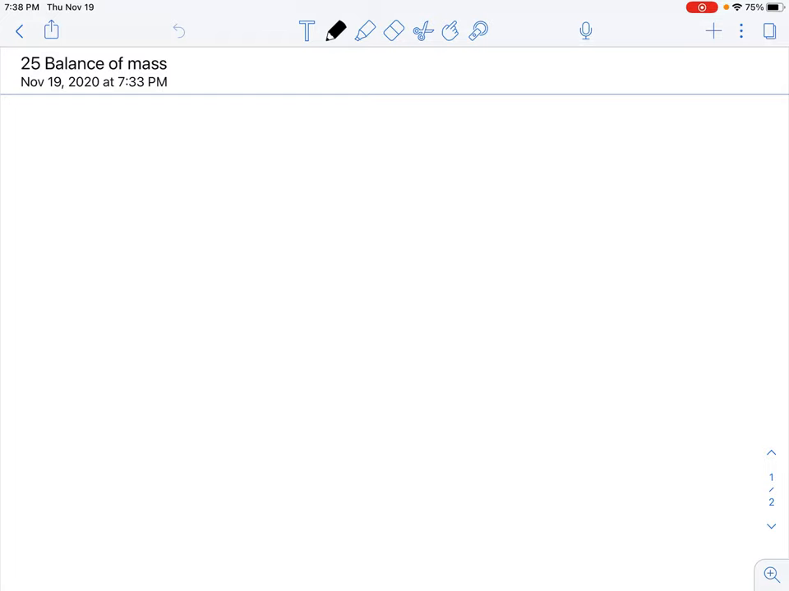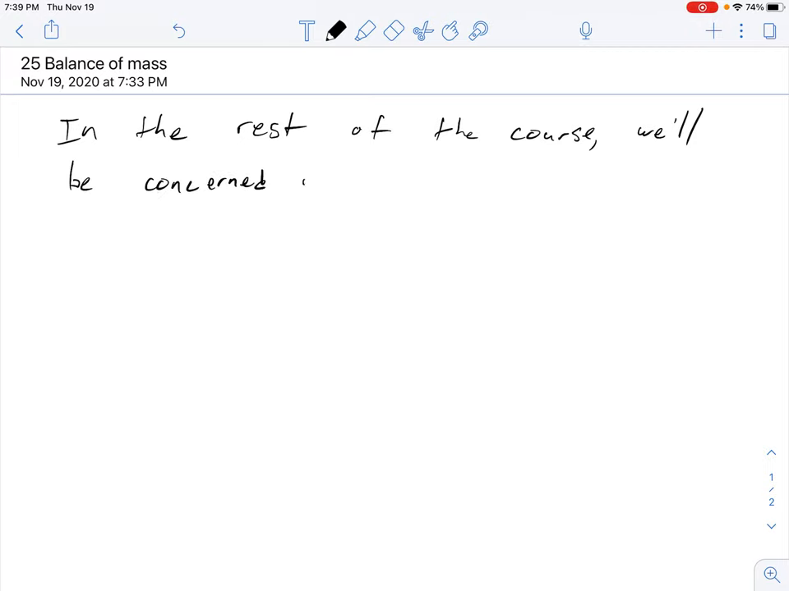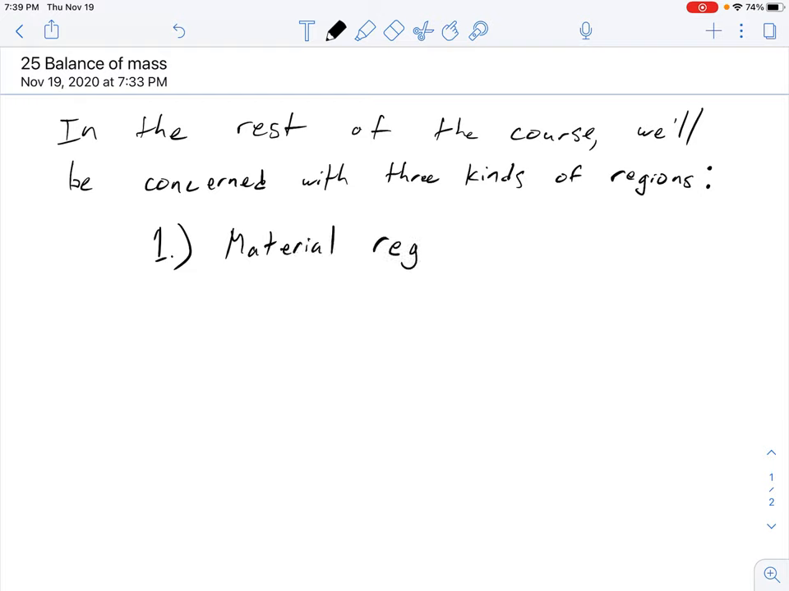So, like I said, today it's about balance of mass. In the rest of the course, we'll be concerned about three kinds of regions. This is a little preface to the rest of the lesson. The first of these is material regions, so they're just subsets of the reference body. And they'll be denoted with a non-italicized letter like that.